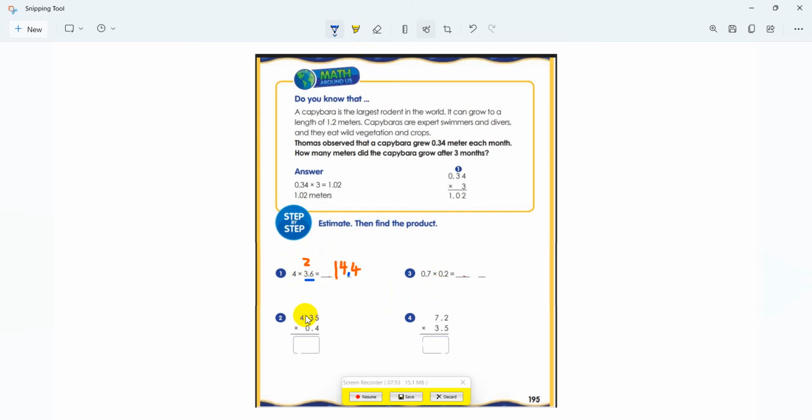What about example number 2? We will multiply 4.35 multiplied by 0.4. The same as the last one, we multiply 435 multiplied by 4. We don't care about the decimal point till we finish. When we finish, we can put the decimal point in the right place according to the numbers.